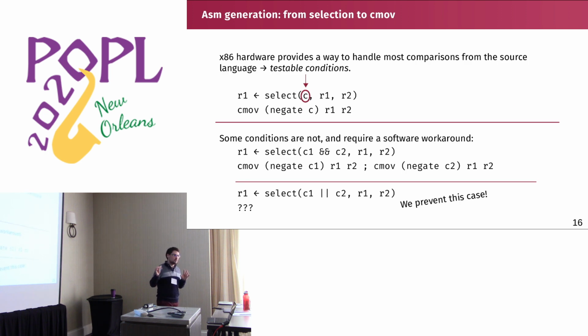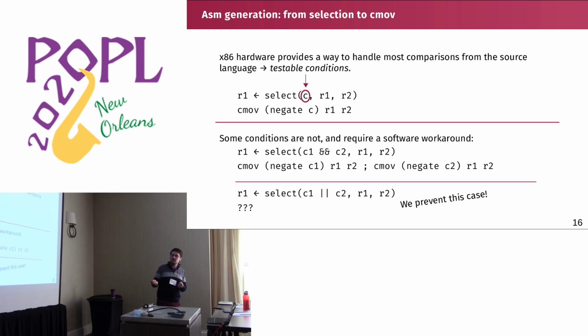Alright, so that's the general idea, but sometimes it's a bit more complex than that, because it only works for what are called the testable conditions, which is something introduced by CompCert, but which represents what the x86 hardware can actually do. So for most comparisons at this level, it can be done directly, just as I showed with one CMove. Actually, some comparisons are a bit more complex than that, and will require a software workaround that will introduce some logical operators, such as an AND operator or OR operator, that was not present in the source language.